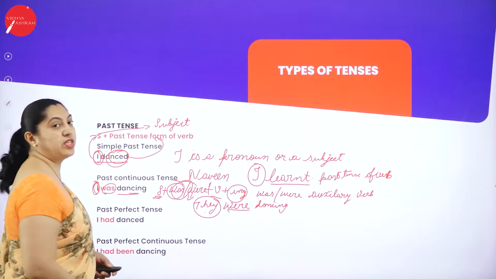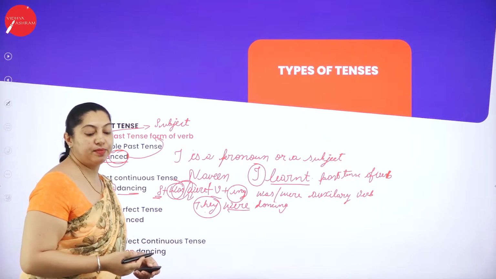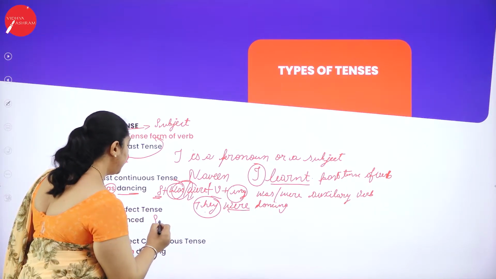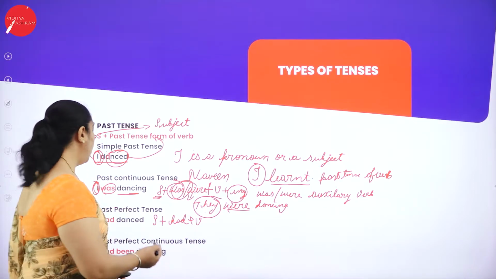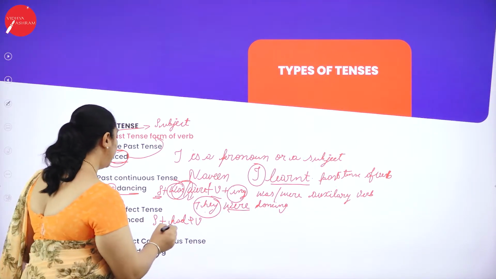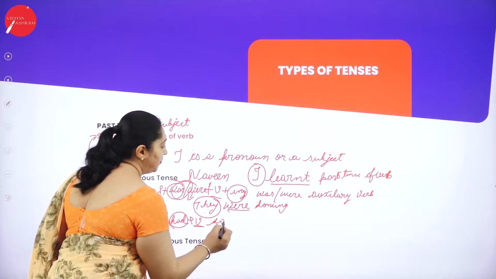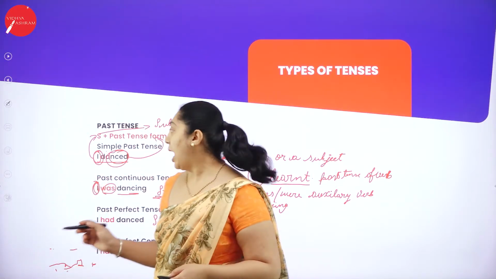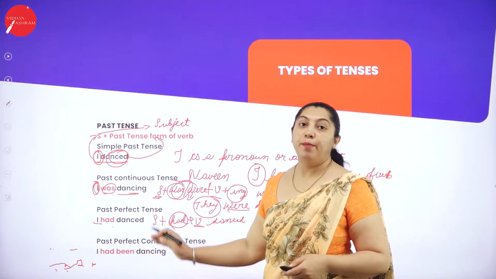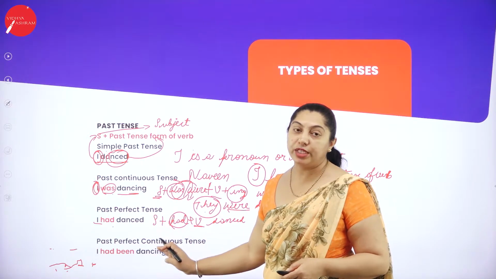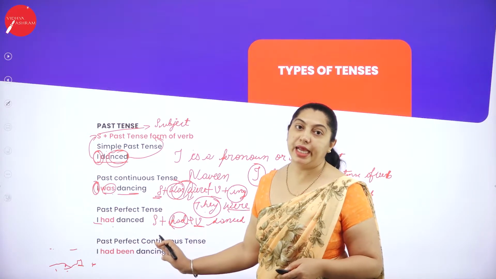Next, past perfect tense. For past perfect tense, I have taken the sentence I had danced. So here, subject plus had plus verb. Here I is the subject, had is the auxiliary verb, and the action verb is danced. The auxiliary verbs play a key role in the tenses. Be very cautious while using these auxiliary verbs. As I told, when the auxiliary verb changes, so do the tenses.